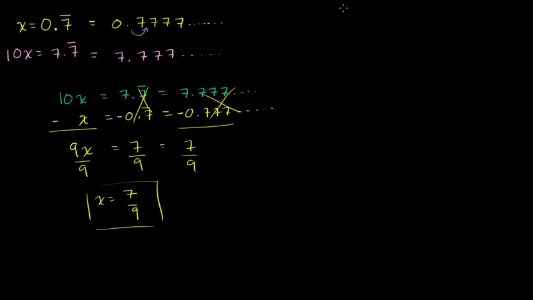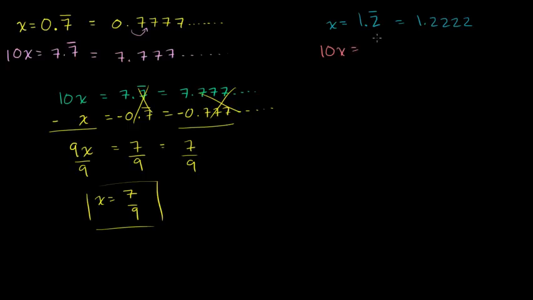So let's say I have the number 1.2 repeating. So this is the same thing as 1.2222, on and on and on. Whatever the bar is on top of, that's the part that repeats on and on forever. So just like we did over here, let's set this equal to x. And then let's say 10x. Let's multiply this by 10.